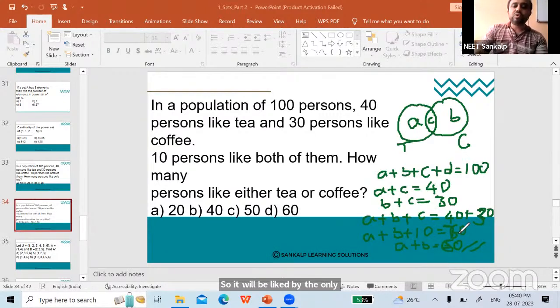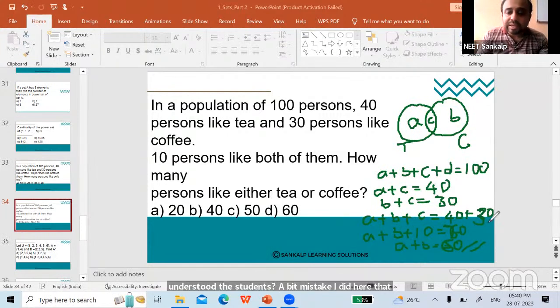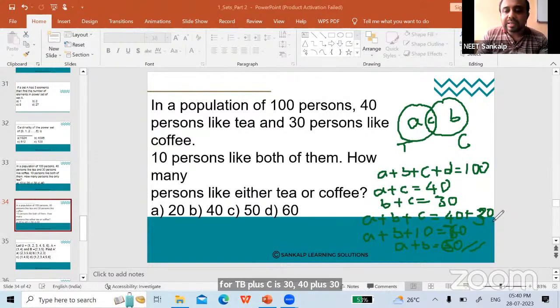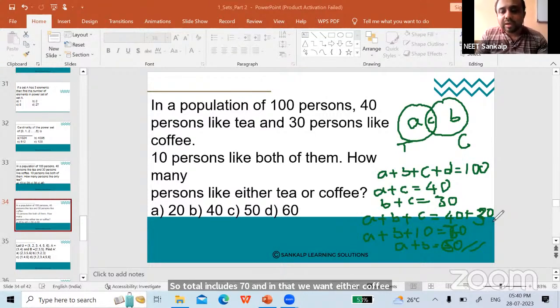Have you all understood this, students? A bit of a mistake I did here. That is A plus B plus C. 40 plus 30 you have to write. Why? Because A plus C is 40, B plus C is 30. So the total is 70, and in that we want either coffee or tea, which means A plus B. 10 is shifted to that side, so it will become 60.